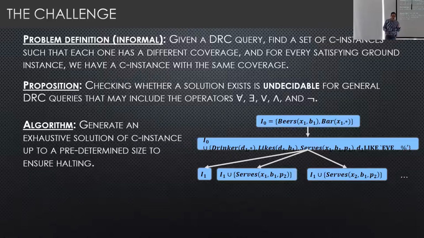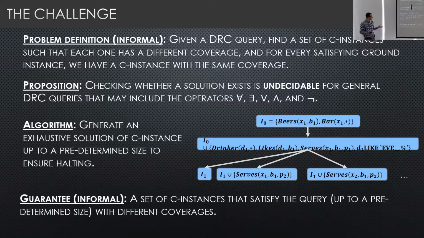So the algorithm starts by mapping the free variables of the query to variables in the C instance, creating new rows in the database tables. And then it starts traversing the syntax tree of the query in a top-down fashion, handling each node accordingly and expanding the mapping of each variable in every possible way. So it can consider several C instances all at once, as we can see in the third level of the tree. So the guarantee of this algorithm is that we would generate a set of C instances, each one satisfying the query and each one having a different coverage.